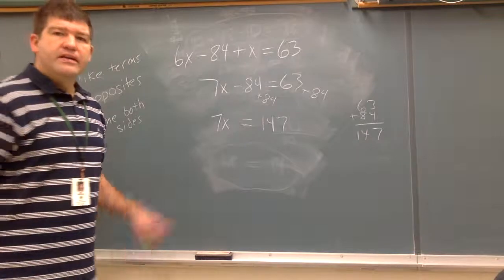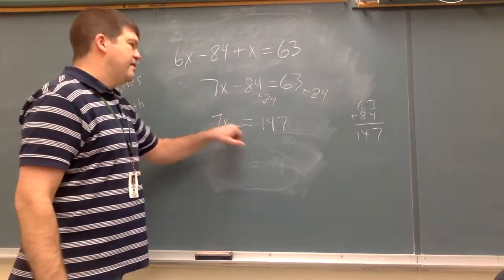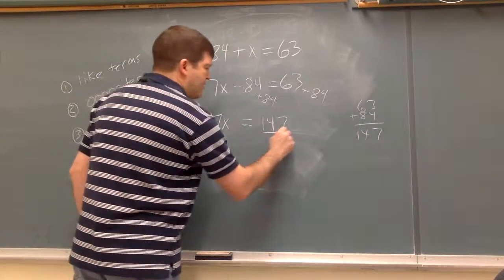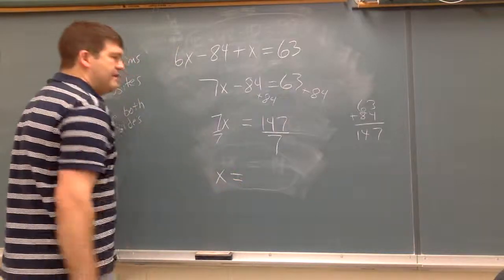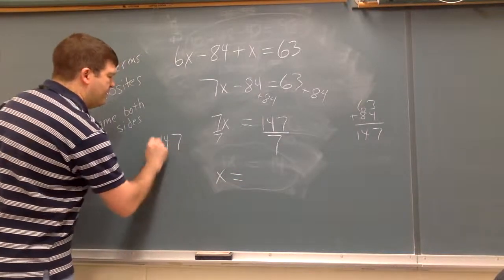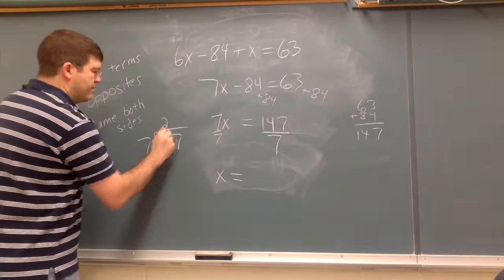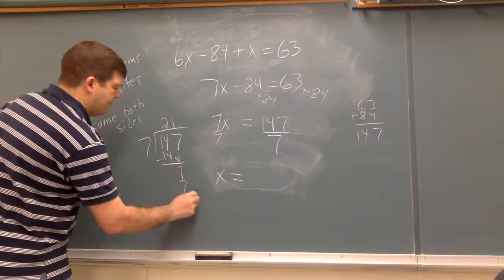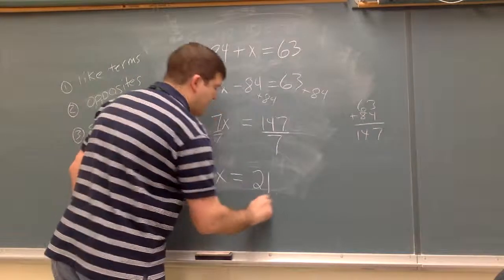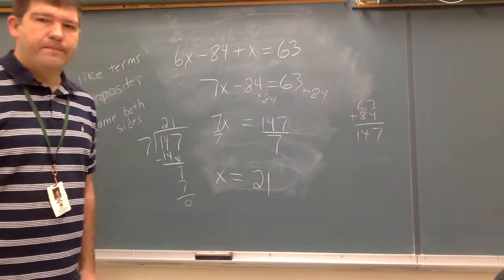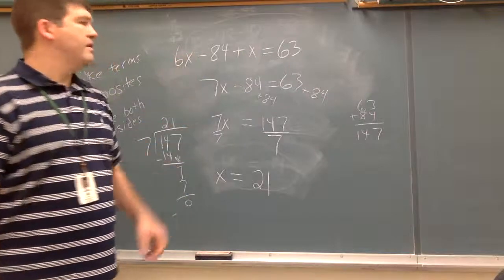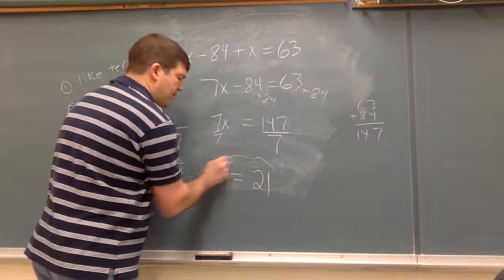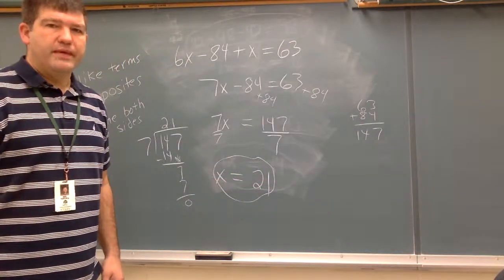Okay, now I have 7x, or 7 times x, equals 147. I want to get just this x. So if I have it times 7, I have to do the opposite, divide by 7, divide by 7. I get x, and I come over here, 147 divided by 7, goes in there 2 times, 14. Bring down my 7 and 1. Okay, 21. X equals 21. I'm not going to plug it back in. You can plug it in, and you can do the equation. Make sure it equals 63, but x is 21.